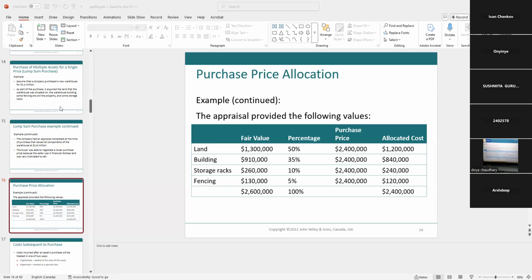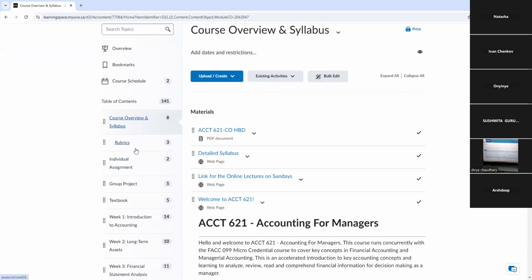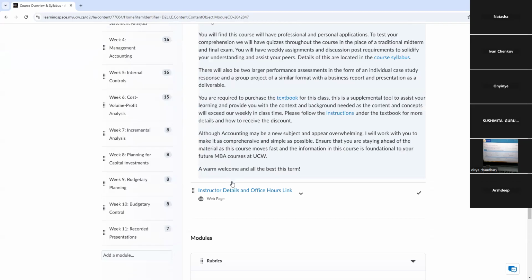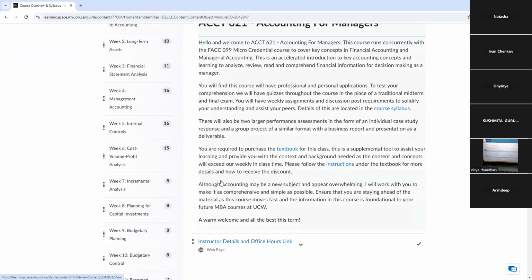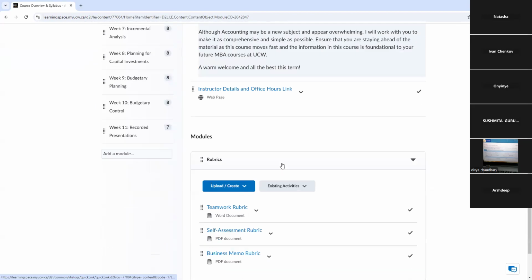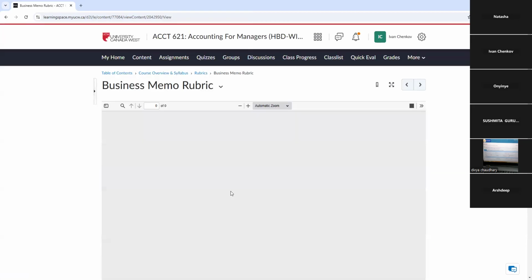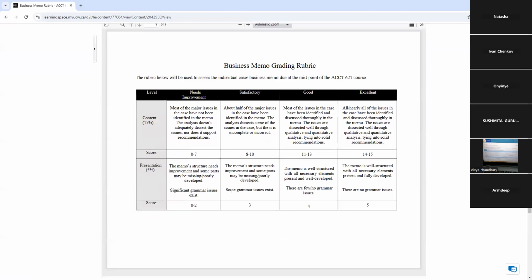How are the marks going to come? Now let's go to your marks. How are you going to get your marks? Your marks are going to come from two components. One component is under the course overview and syllabus. When you scroll down, you're going to see the business memo rubric. This is where the marks come from, based on this rubric, nothing else.